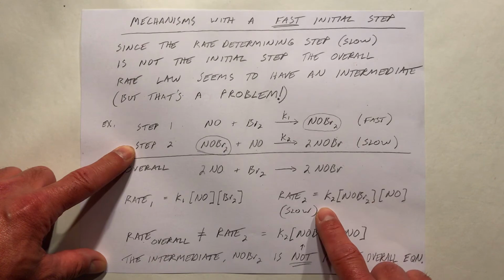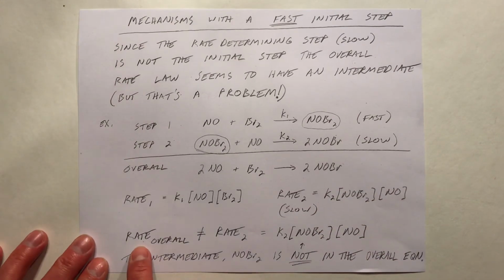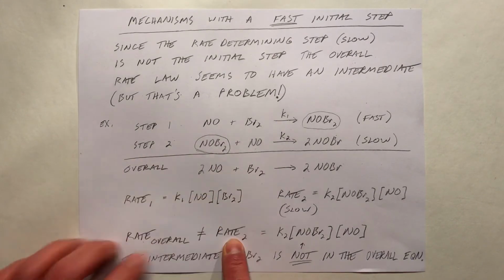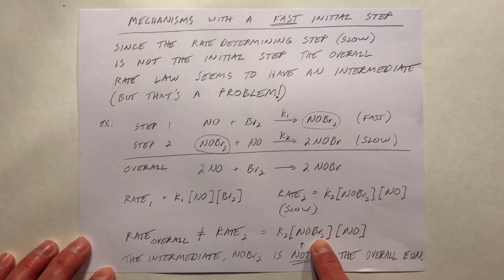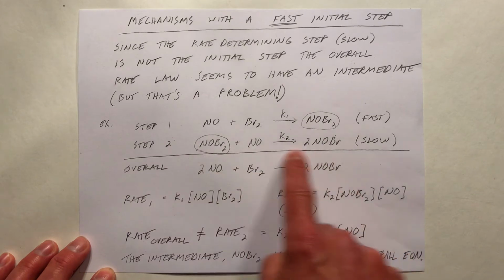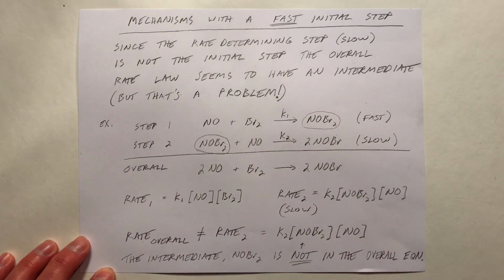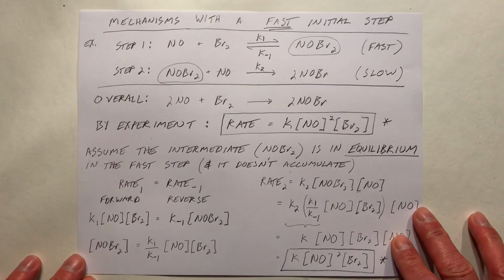Now, if this is the slow step, if this is the rate determining step, we have a problem. We can't really say that the rate of the overall reaction is equal to the rate of this slow step because it would contain an intermediate. And the intermediate is not present in the overall reaction equation. So what are we going to do there? Well, let's take a look at what we can do.